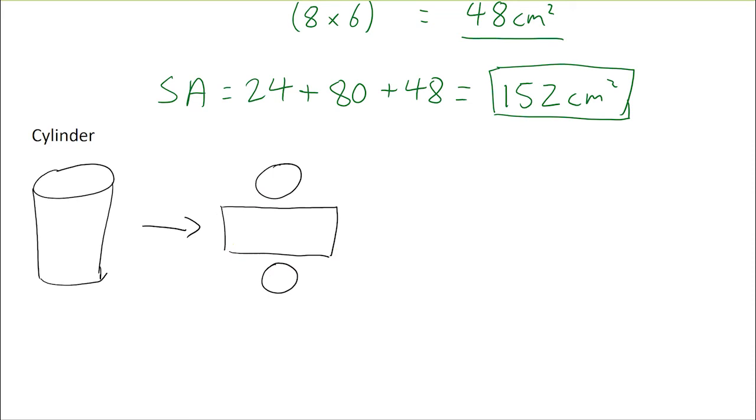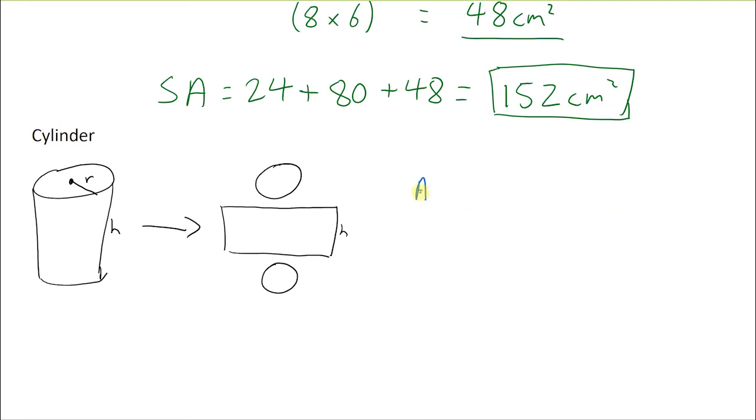Now, to calculate the area of a circle, we would need its radius. We would also need the measurement of the cylinder's height, which then turns into our rectangle's width. And then to find the length of our rectangle, we would need the circumference of our circle. And this is stuff that we should already know.